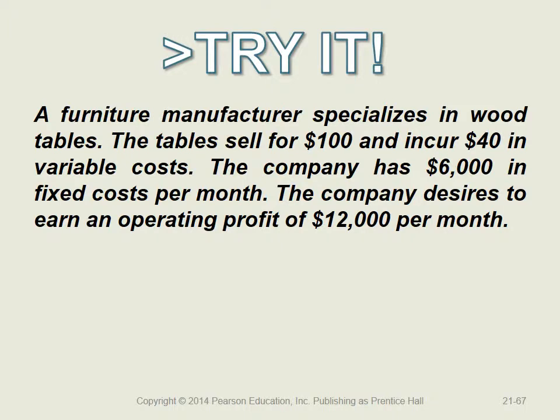For this triad, a furniture manufacturer specializes in wood tables. The tables sell for $100 and incur $40 in variable costs. The company has $6,000 in fixed costs per month. The company desires to earn an operating profit of $12,000 per month.